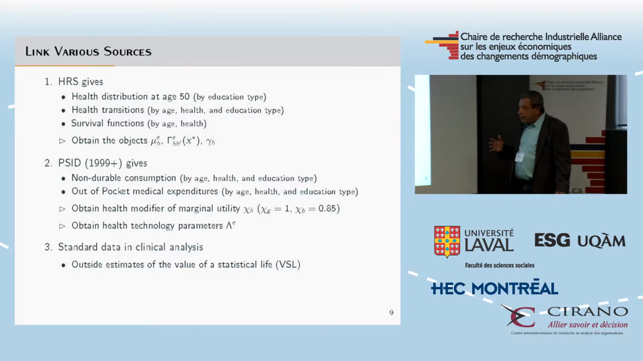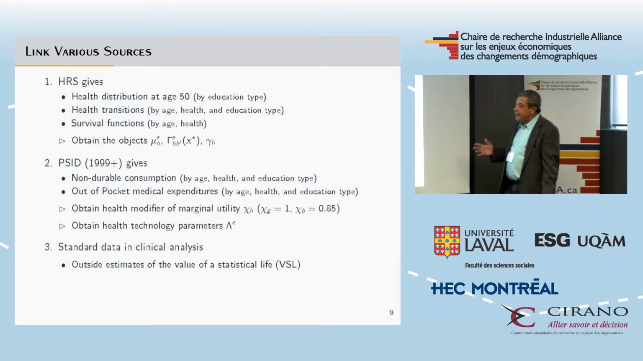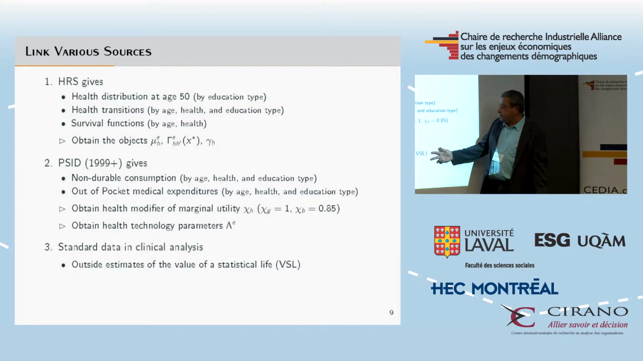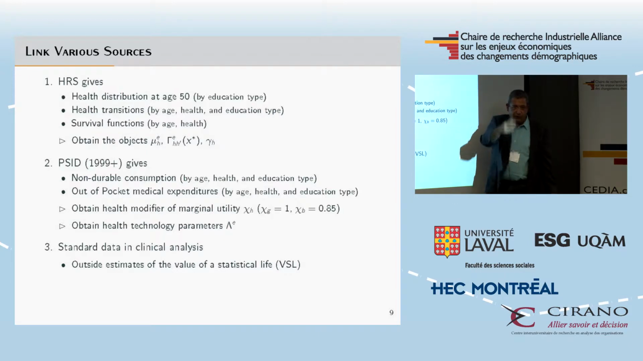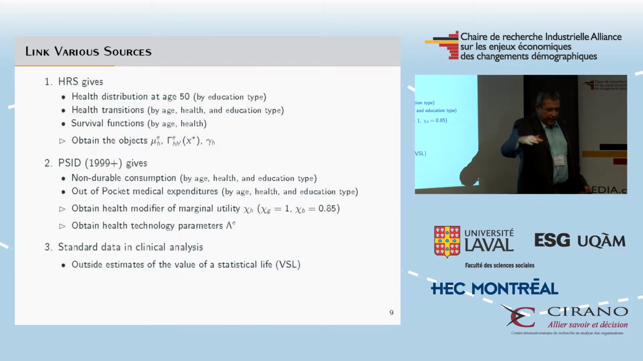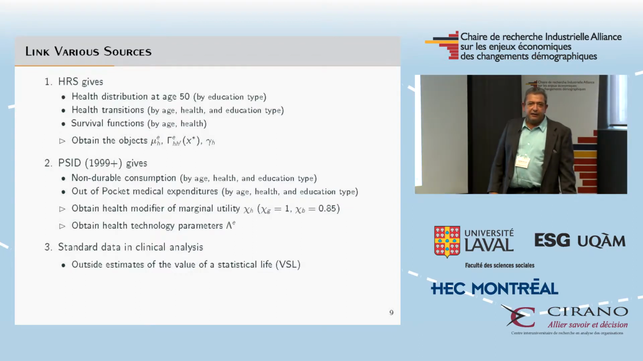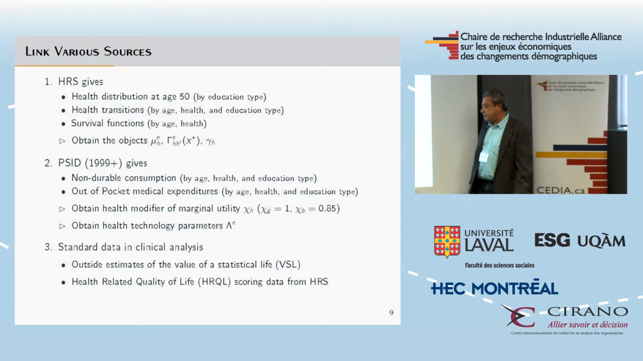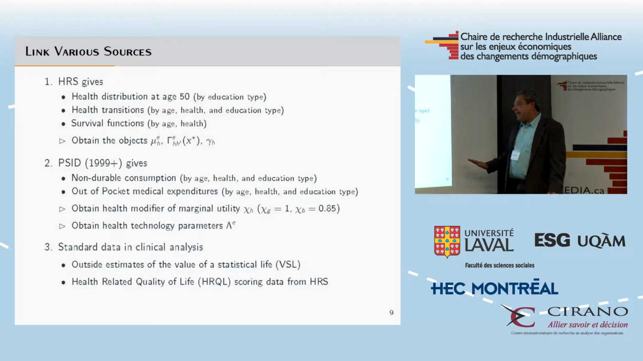Then, from the standard data and clinical analysis, you get outside estimates of the value of statistical life. What he was talking about was between $2 and $9 million, which on a flow basis is around 300,000 or 400,000 per year. But there is a lovely thing that we do, well, lovely, I think it's good.